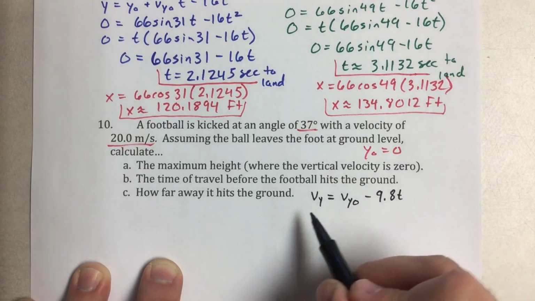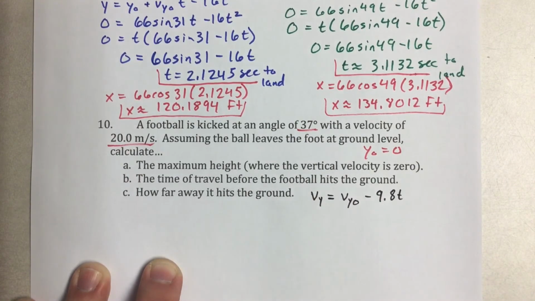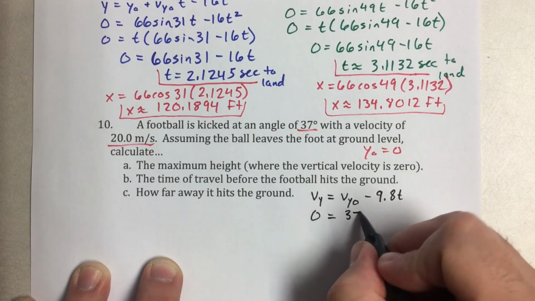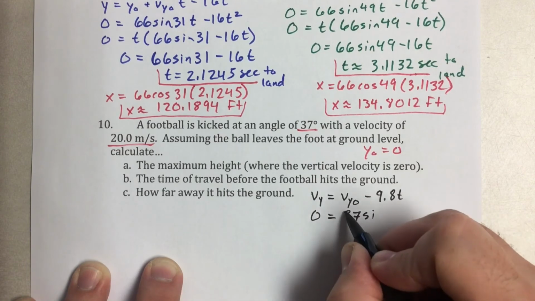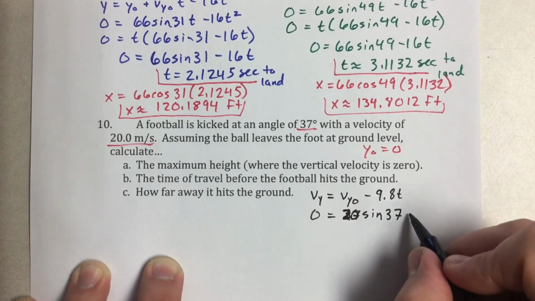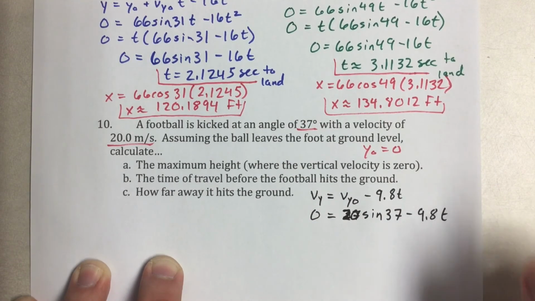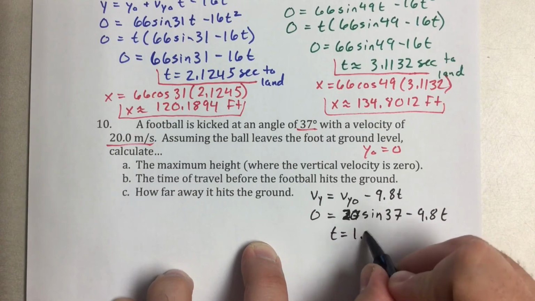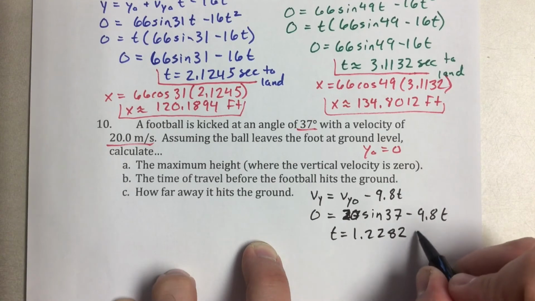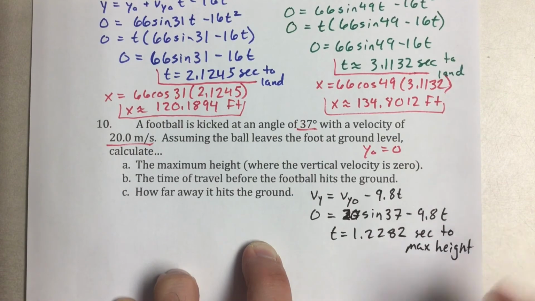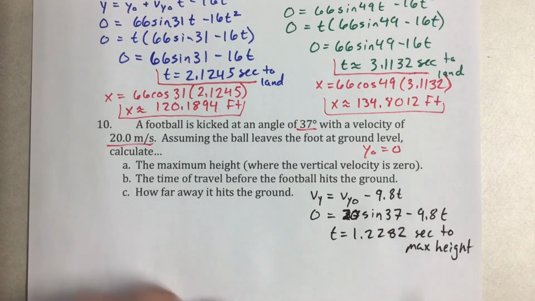So we can set this equation equal to 0 because that's going to give us the time to the maximum height. So that's 0 equals, our vertical velocity is going to be 20 sine of 37. Almost made a mistake there. Minus 9.8t. So when we solve that, we get a time to the maximum height, 1.2282, and this is seconds to max height. Now this isn't the maximum height, this is the time it takes to get there. So we have to get a height equation to plug this into.